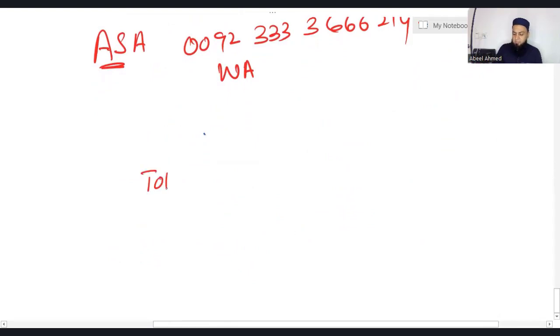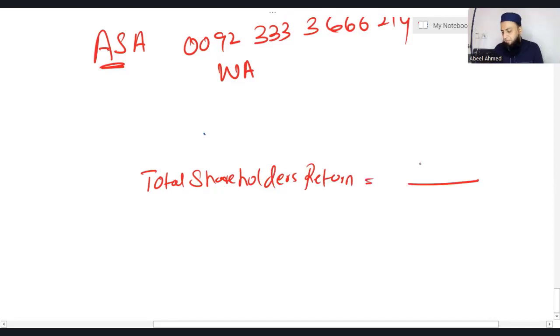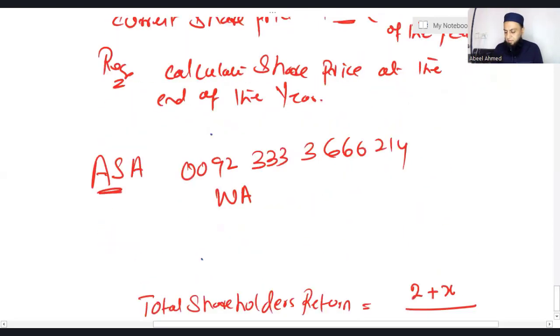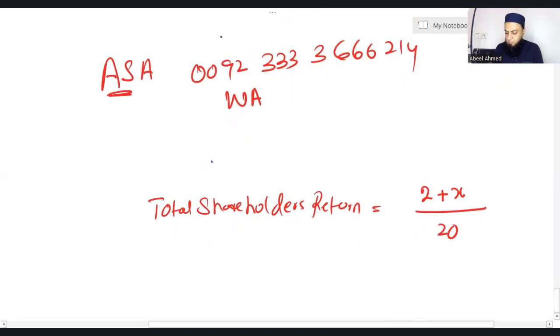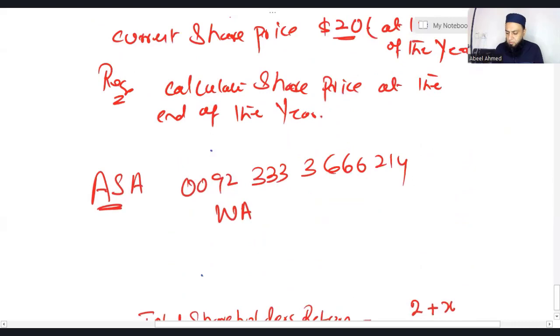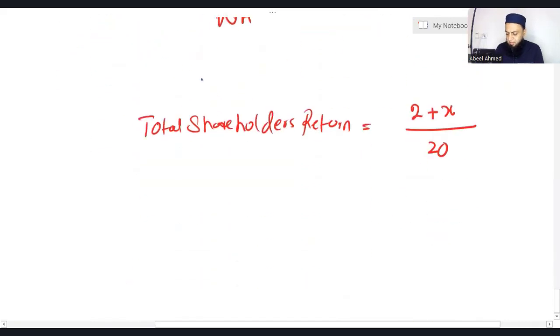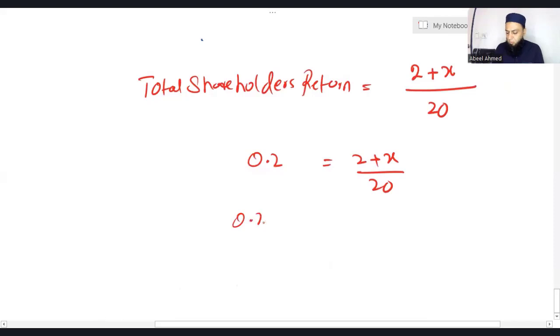So actually total shareholders return is equal to dividend, which is given to us, plus we need capital gain, which we don't know right now, so X, and the current share price at the start of the year, which is given to me, it is 20. Shareholders return they have given us in the question, it is 20%, means I can write 0.2. So 2 plus X over 20. So simply 0.2 multiplied by 20 is equal to 2 plus X.